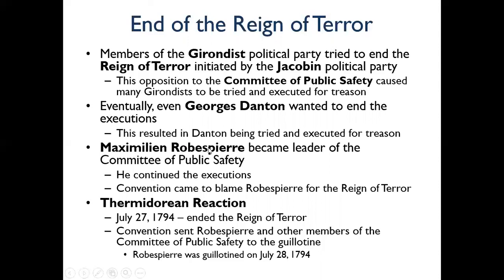So what did the Convention do? They brought him and the other members of the committee to the guillotine, and Robespierre was guillotined on July 28, 1794.